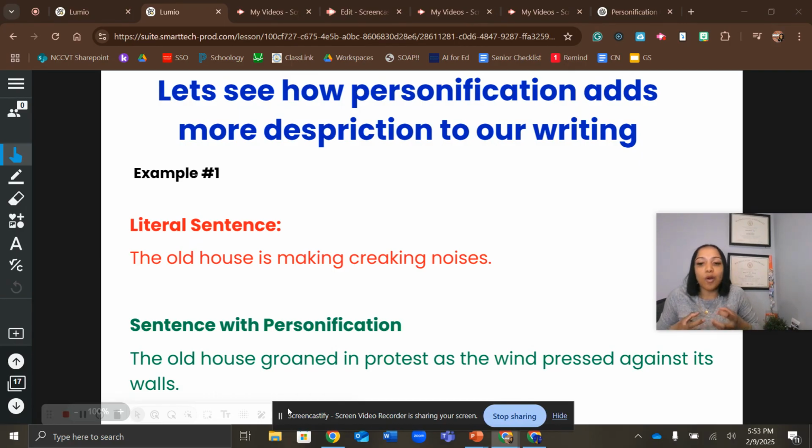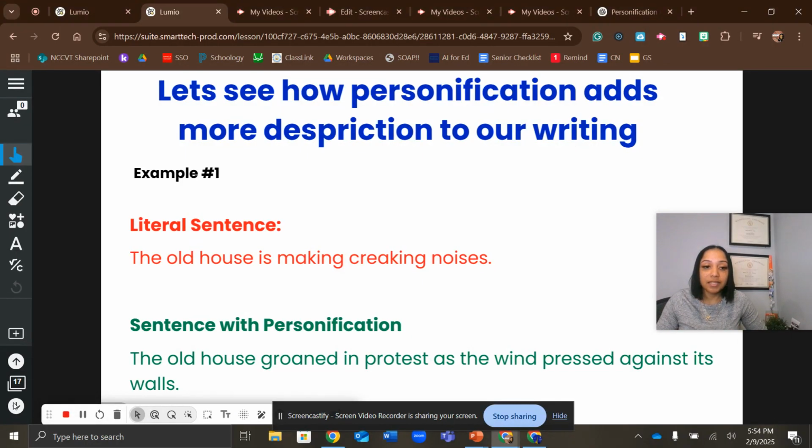So we can hear the groaning. We can hear how the wind is going through the house. We can hear what those creaking sounds sound like. We can visualize it. That's what personification does to your writing. It adds more description. It doesn't just sound like a quiet groan, creaking sound, because they could say that based on our literal sentence. But when we add a personification to that sentence and we say specifically "groaned," we hear that sound when we're writing or when we're reading the writing.